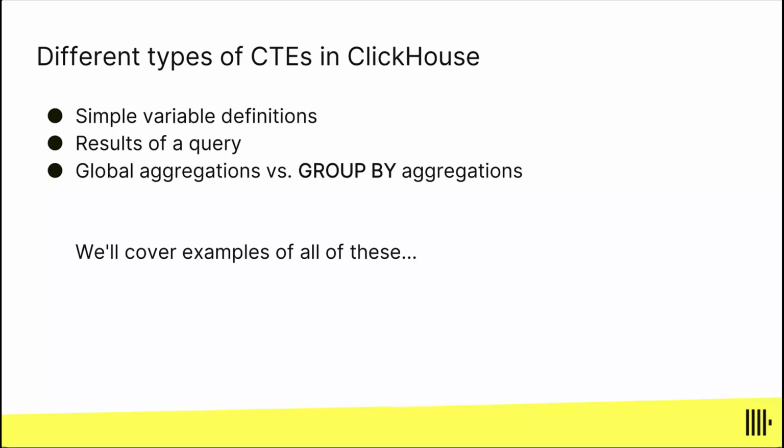And then there's different types of CTEs. So those simple ones, I'll show you one of those. And then I'll show you how to do the results of a query. And then finally, I want to show you the difference between writing a CTE that does a global aggregation versus a GROUP BY aggregation, where it actually calculates the value of the CTE for each group in your main query. And so we'll cover all of these in the examples here.